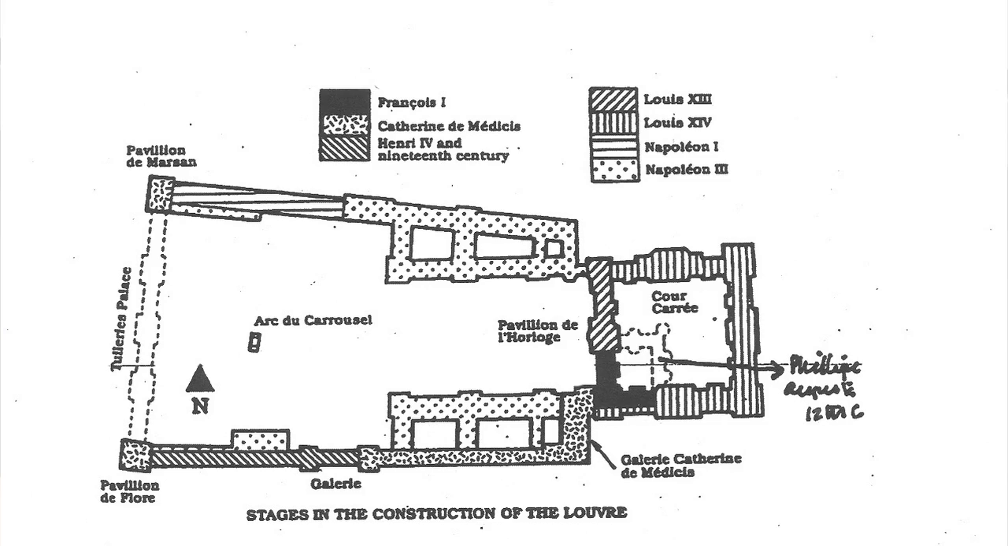A prime example of a monument which persists from the 12th century, added to and transformed over time by kings and their queens, giving it its final shape through the work of Napoleon III, and then finally the Arc de Carrousel, the center point being the work of an American architect.